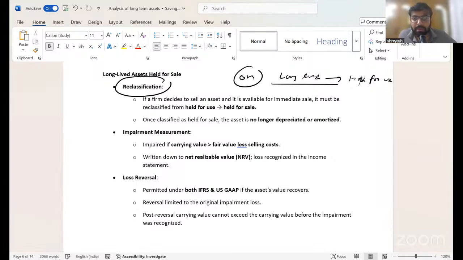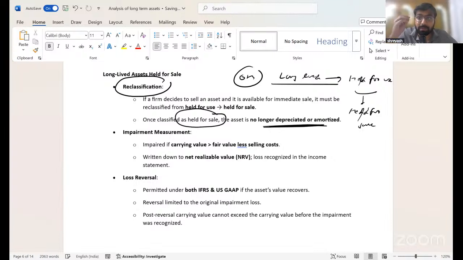But what will happen at the end of sixth year, sir? It will be classified as held for sale. Reclassification should happen. Sir, why do we need to reclassify? Because the day I thought that I want to sell it, I'll not be able to necessarily sell it. It will take time. And once you classify that as held for sale, you no longer depreciate or amortize it.